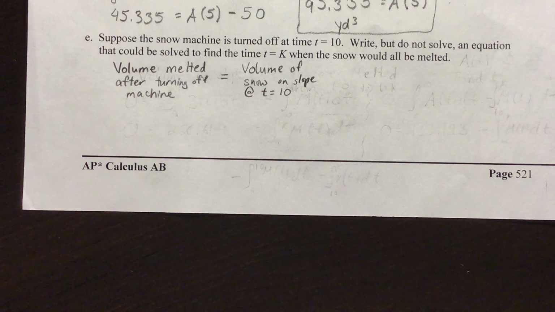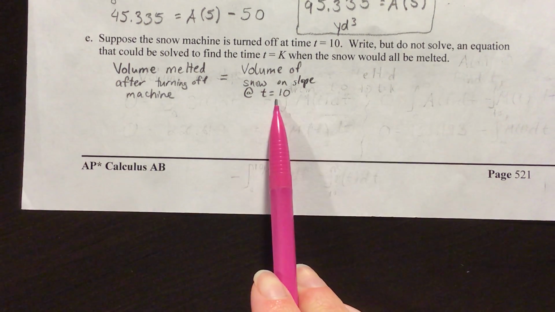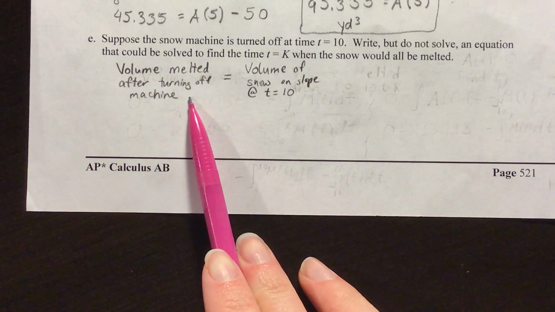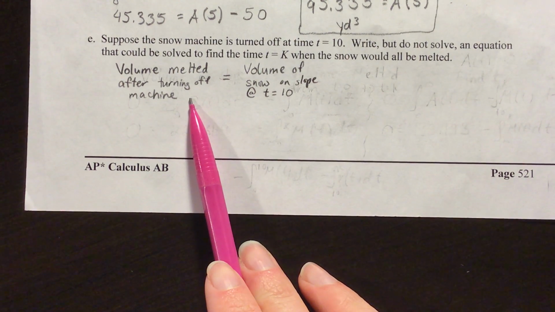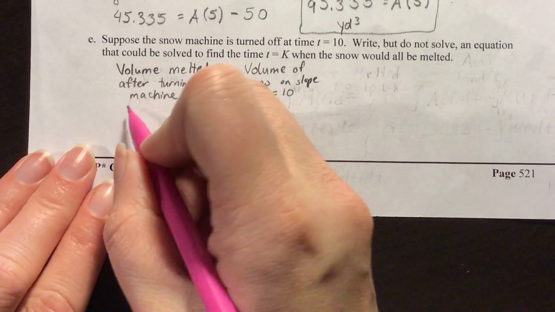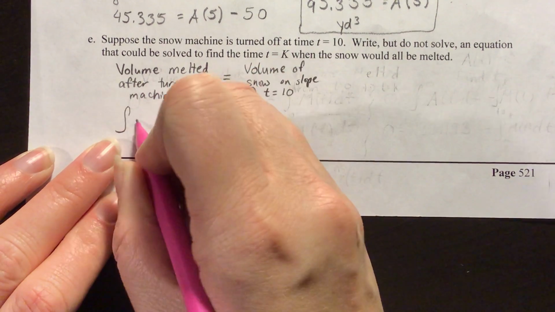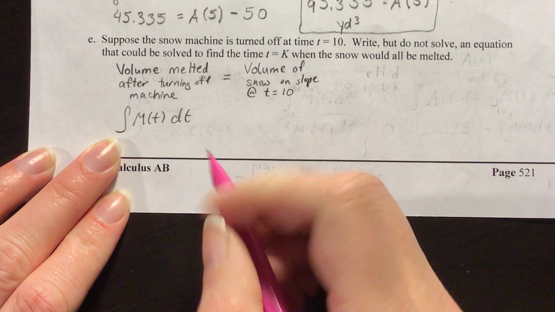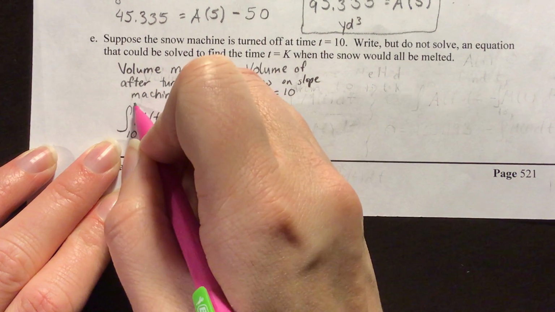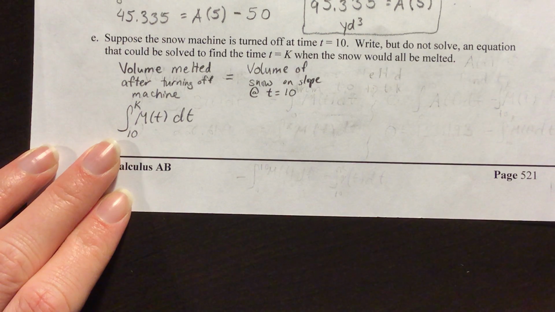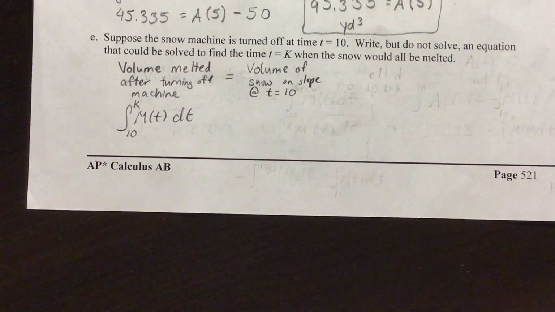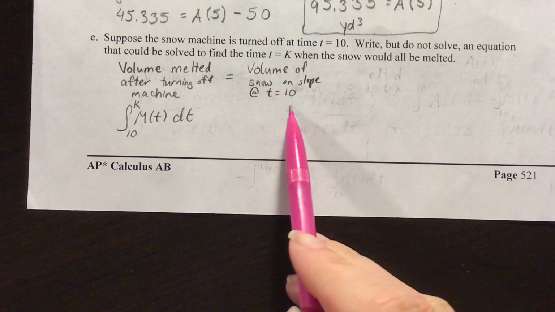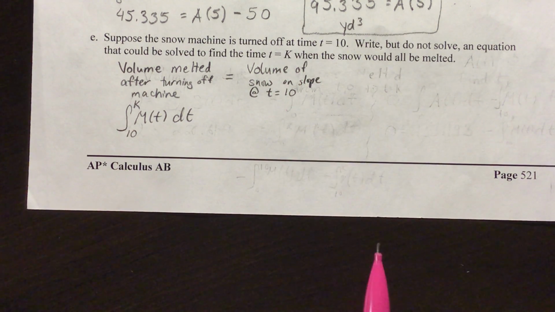What's going on here is that we're going to have a certain volume of snow that is on the slope, and after k minus 10 hours, we're going to have a lot of melting going on. So the volume that is melted, which is going to be the integral of m of t dt, is going to be happening between 10 and k hours, right? I know that there's more melting going on before that, but that is going to be incorporated into the volume of snow that's on the slope at t equals 10.